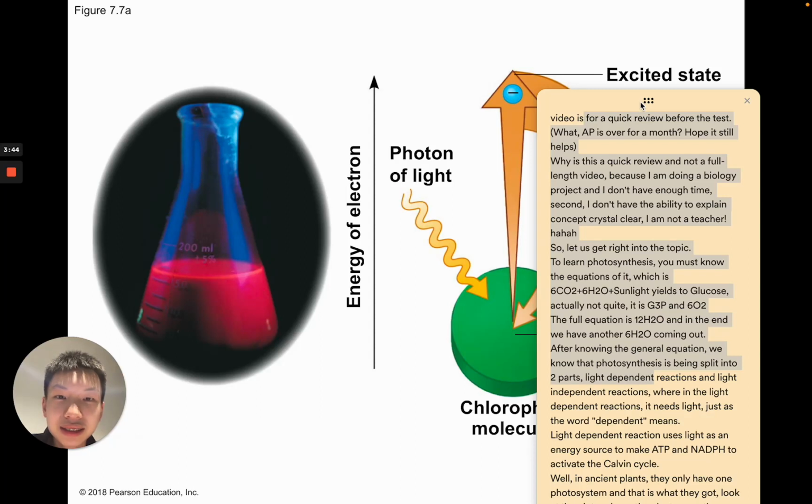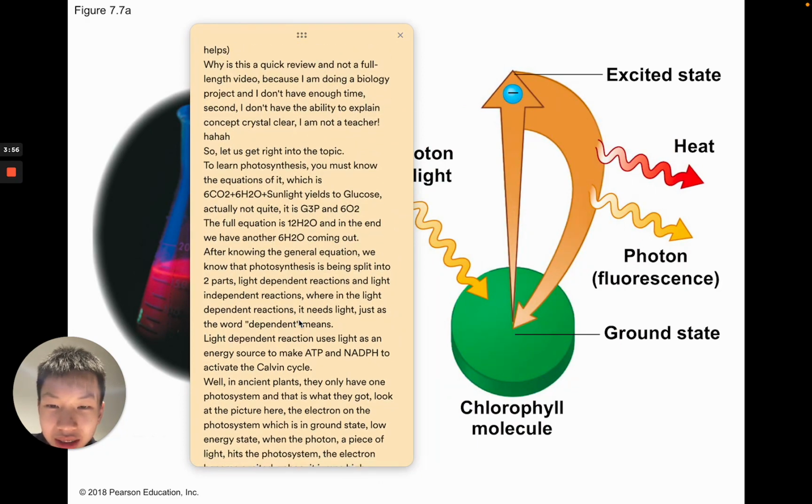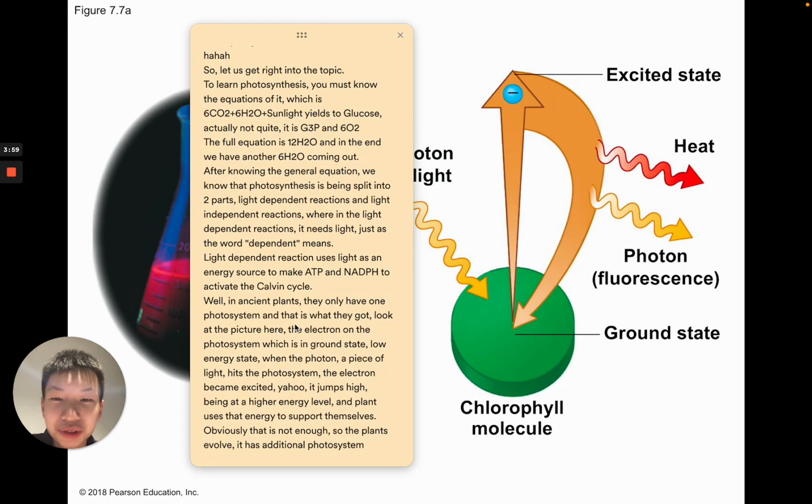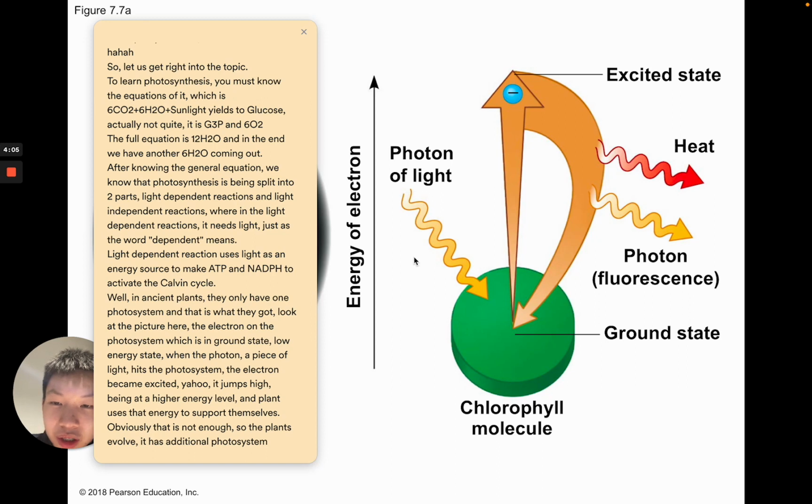So this is the basic picture explaining how the foundation of a photosystem works, and well, this is similar to the ancient plants. So in the ancient plants, they only have just this one photosystem, and look at the picture here, it has the electron on the photosystem, and this electron is at the ground state, which is at the low energy level. When a photon, which is a piece of light, hits the photosystem, this electron becomes excited. Oh, it jumps up very excited, right? Excited, it goes so high up and it comes down.